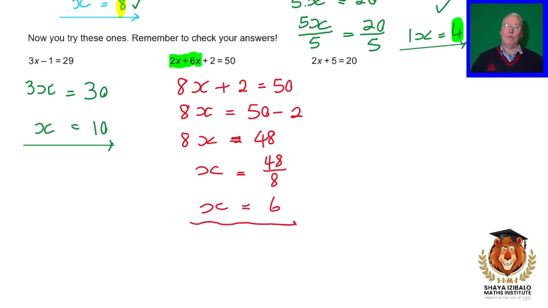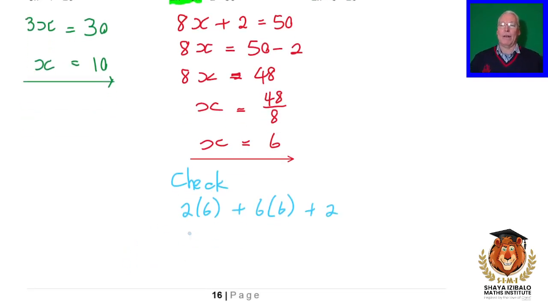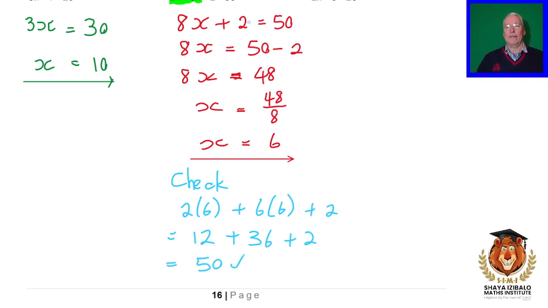Let's check this. What we're going to do is check this by going right back to the very beginning. So I'm actually going to do the check over here. 2x, 2 times 6, plus 6 times 6, plus 2. I'm going to check that all of this comes to 50. If it does, then I'm correct. This is 12. This is 36. And this is 2. 12 plus 36 is 48, plus 2 is 50. This is definitely correct. 6 is the only number that works.